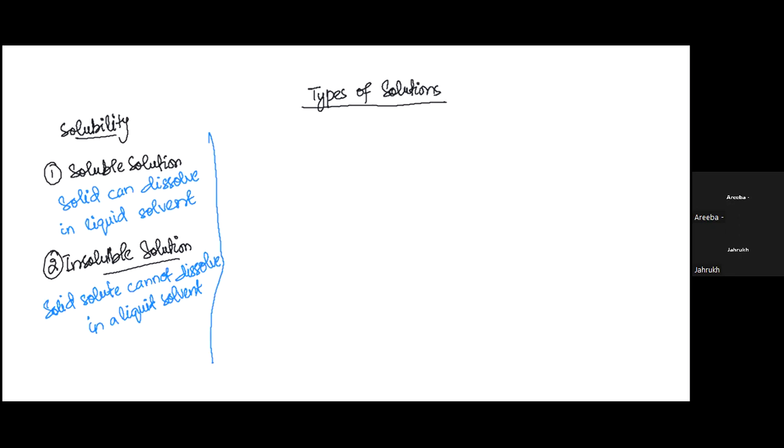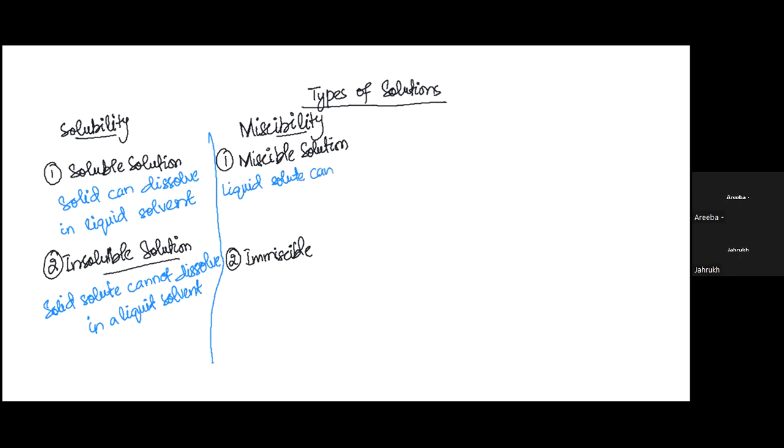Let's start off with the second type, on the basis of miscibility. You might be hearing this word for the first time, and there are again two types: miscible solution and immiscible solution. I'm not writing the whole thing, as that's going to take a lot of time. Let's get to the definition. This one has a little bit of difference from the previous one. You'd notice that a liquid solute can dissolve in a liquid solvent. Can you notice the difference between the previous one and this one?